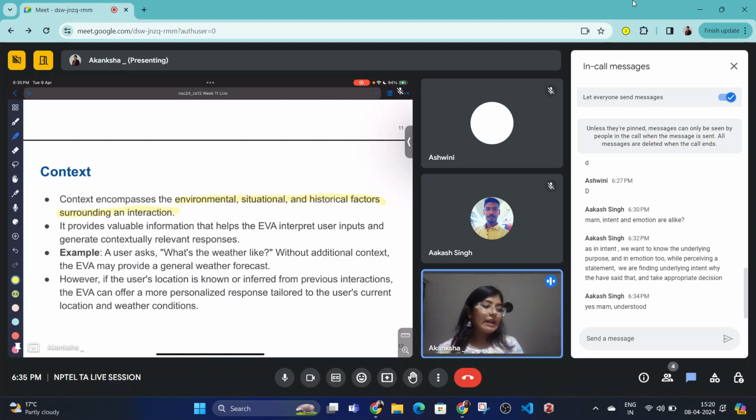It provides valuable information, because other than what is actually being said, because we don't say everything, it depends on the situation. A very simple example is, what's the weather like? Without additional context, the virtual agent might give a generic answer. Then if I know the user's location, or it can be inferred from previous interactions, we can tailor a more personalized response. In Chandigarh the weather is like this, so it will be able to give a more personalized answer, right?